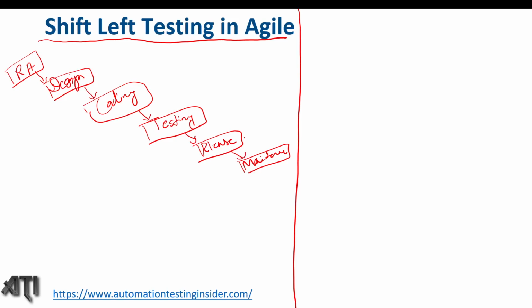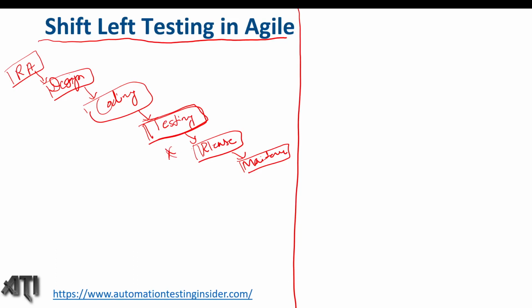Now if you see this diagram, testing is carried out just before the release. So the release would be delayed in case you get some issues just before the release. If you get any issues or defects, we won't go for release until those defects are fixed. That is the biggest problem in this approach.